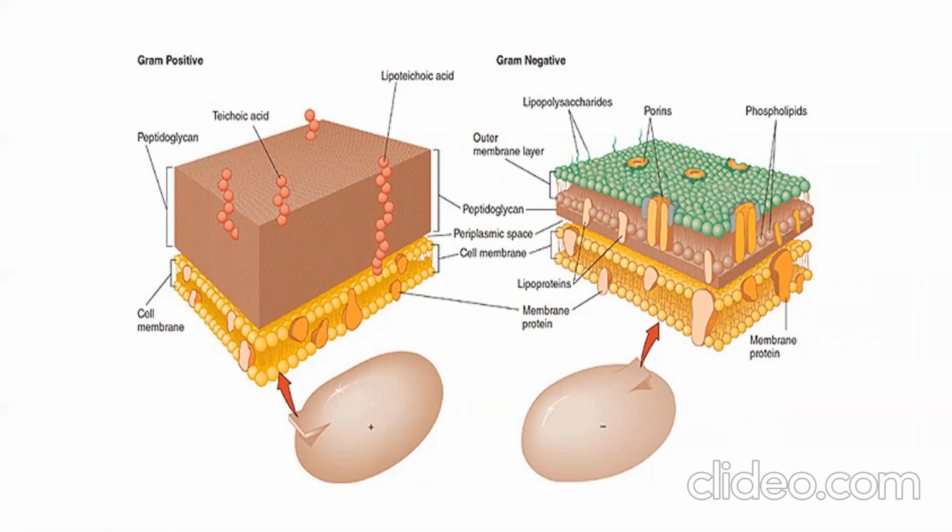Here we can see the peptidoglycan, and some porin channels are present here. And the lipopolysaccharides, you can see the protruded part of the saccharides and the lipid part is embedded. So in addition to that, some periplasmic space is present here.